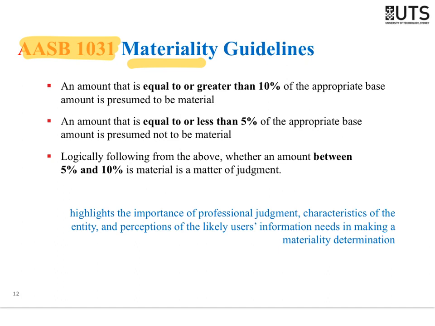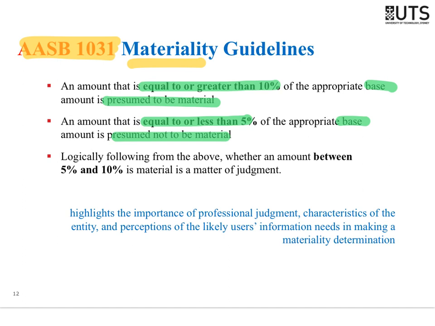Now, this is interesting because what it says is that an amount that is equal to or greater than 10% of the base that we have selected, you can assume that to be material. So anything that is equal to or higher than 10% of your base, that's material. Alternatively, an amount that is equal to or less than 5% of your chosen base can be deemed to be not material, right? So if it's 10% or higher, material. 5% or lower, not material. What's left? The gap. Ladies and gentlemen, a matter of judgment. PJ, professional judgment. Again, highlighting how much judgment is involved in this process.